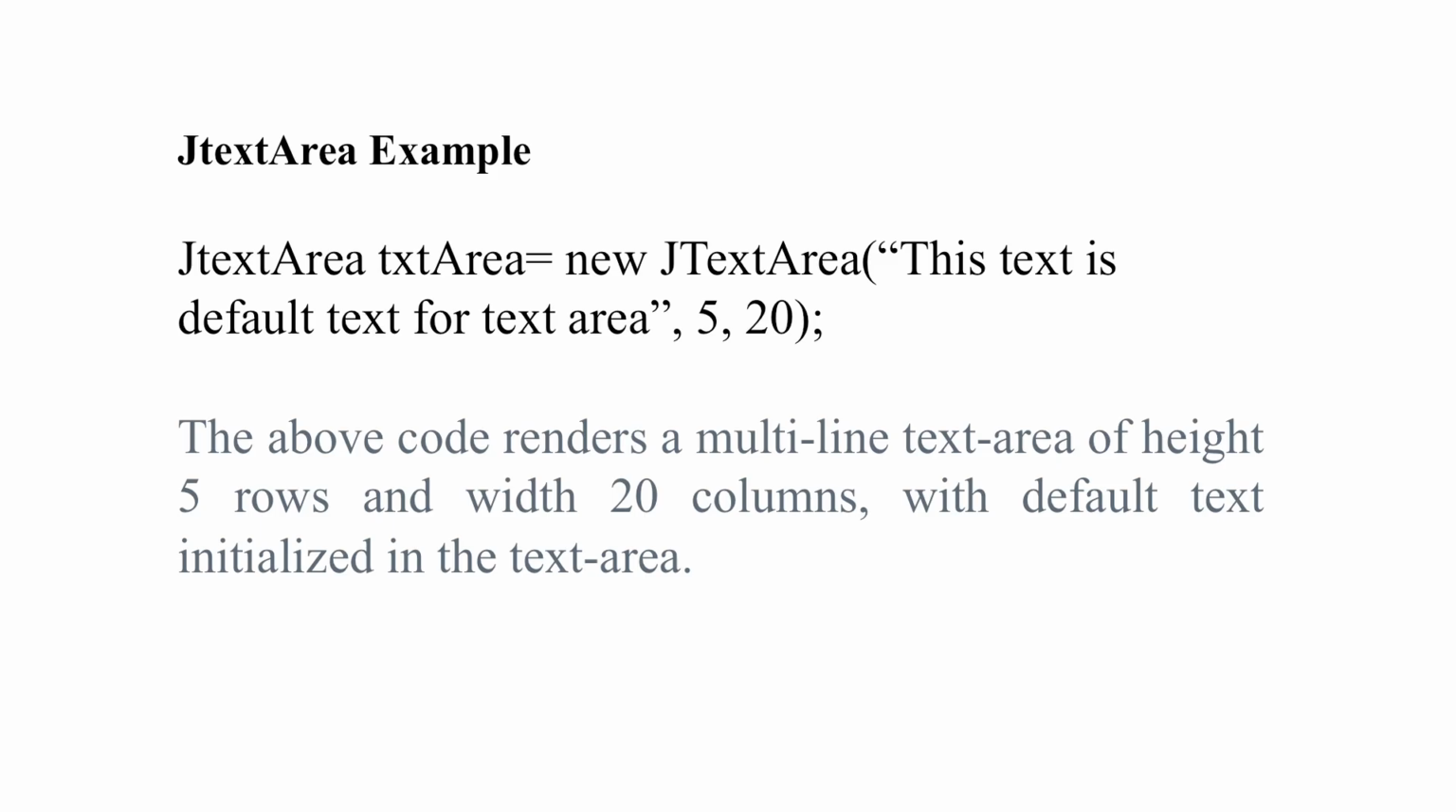Let us take one example. JTextArea equal to new JTextArea. This text is the default text for the text area. This is the message, this is a string over there, and the number of rows is 5 and the number of columns is 20. So it will have a width of 20 columns and there will be 5 rows.